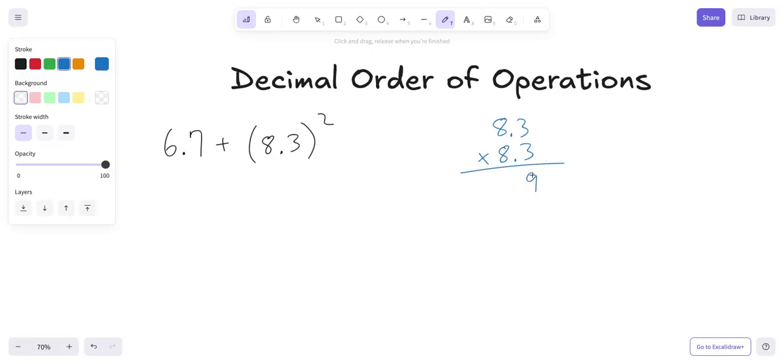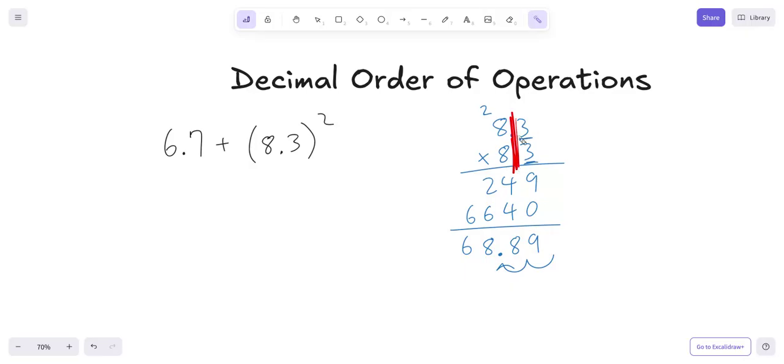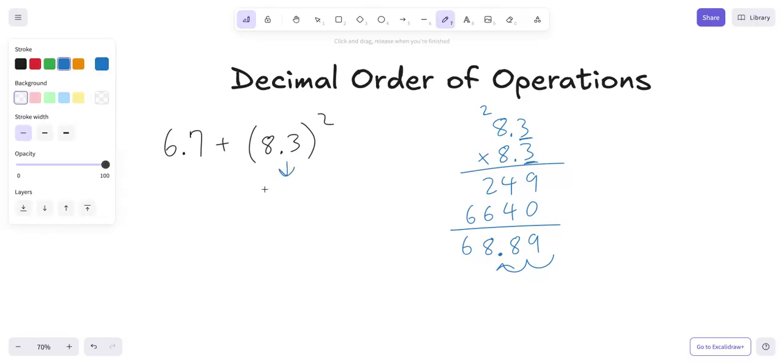3 times 3 is 9. 8 times 3 is 24. Add a 0 because I'm on my tens digit now. 3 times 8 is 24. 8 times 8 is 64. Plus the 2 is 66. Add this up. I get 9, 8, 8, 6. I have 2 digits behind decimal points. So I move my decimal point twice. Here, the digits happen to be lined up, but you don't need to. So just make sure you move it twice. So now this becomes 68.89.